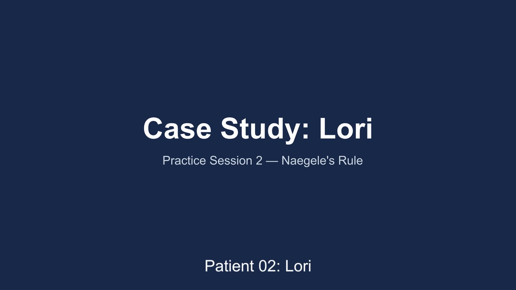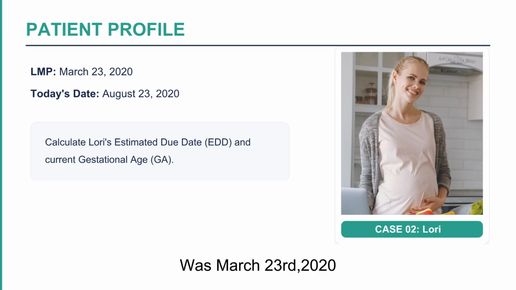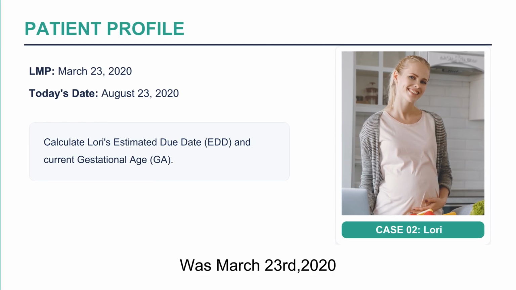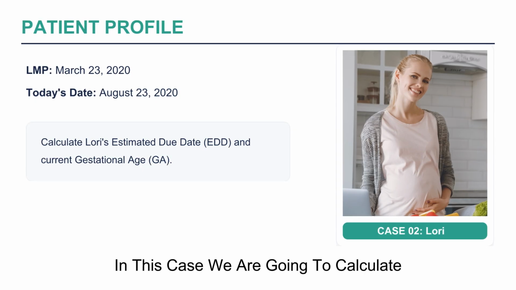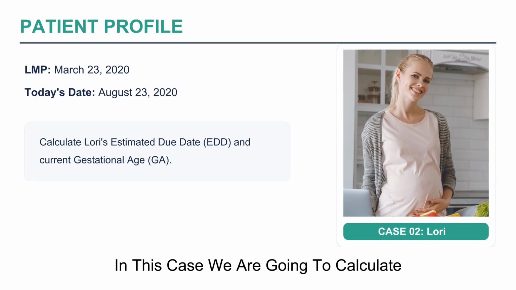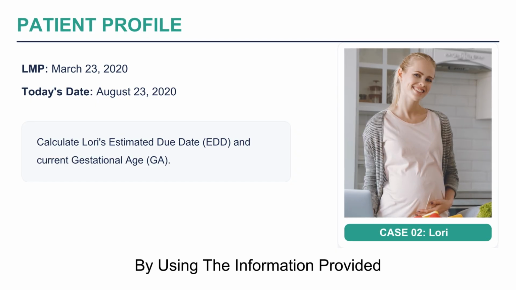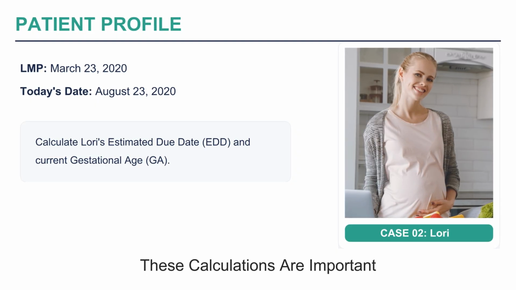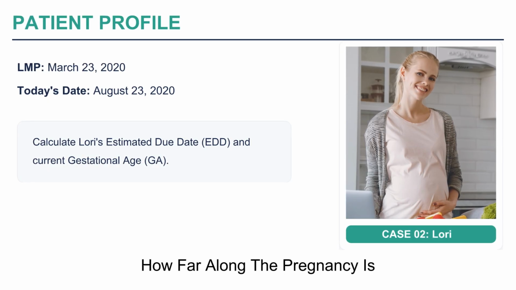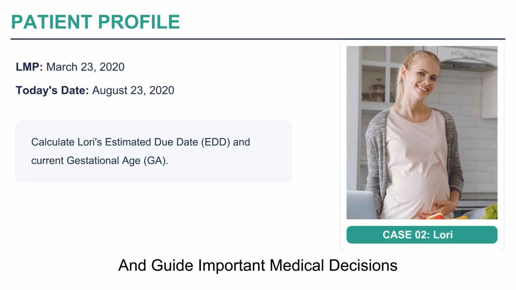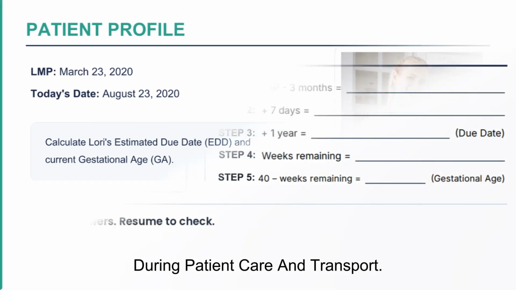Patient 2, Lori. The first day of her last menstrual period was March 23, 2020. Today is August 23, 2020. In this case, we are going to calculate both the estimated due date and the gestational age by using the information provided. These calculations are important because they help determine how far along the pregnancy is and guide important medical decisions during patient care and transport.